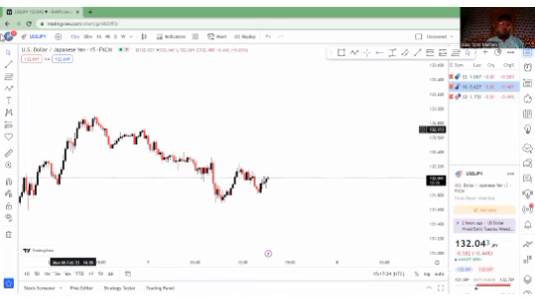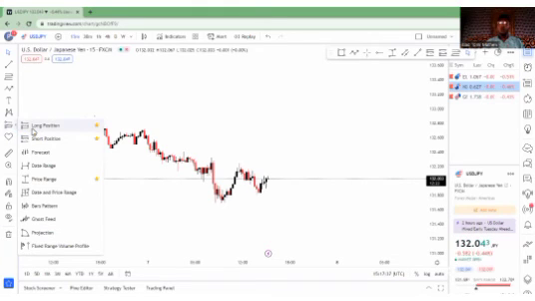So this is the TradingView app. It is a Forex app that you can use to analyze your charts. It has a lot of tools. I'm going to show you how you can use this on your MetaTrader 4 interface as well, but for this video I'm going to use TradingView as an example.